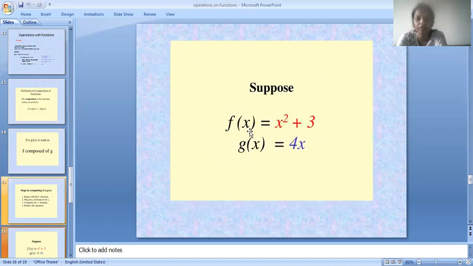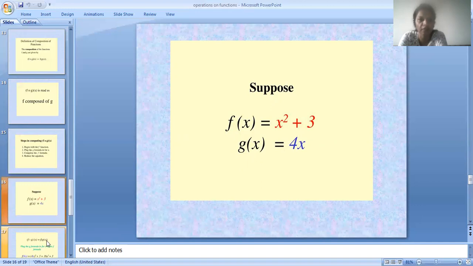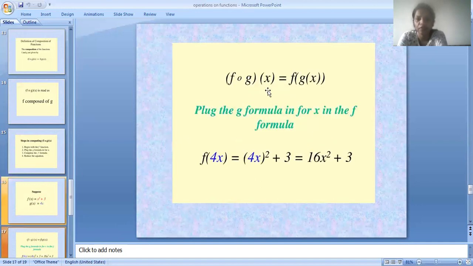Suppose we take an example of a composite function. Suppose f of x is equal to x square plus 3 and g of x is equal to 4x. Then f into g of x is equal to f of g of x. Plug the g formula in for x in the f formula. That means f of 4x is equal to 4x square plus 3. The 4x square is 16x square, and plus 3.